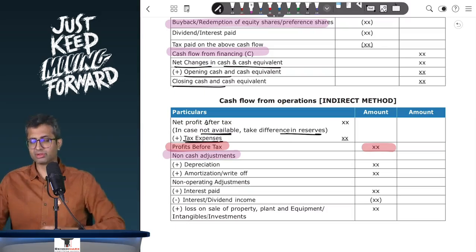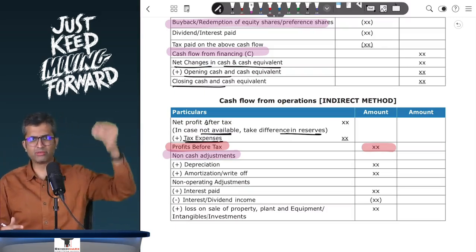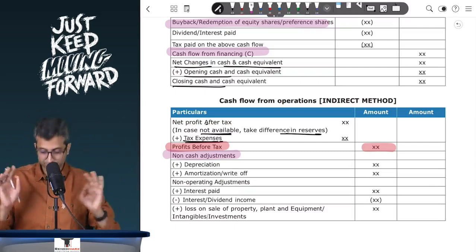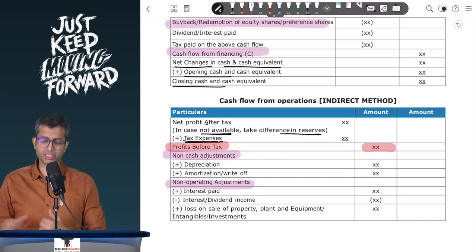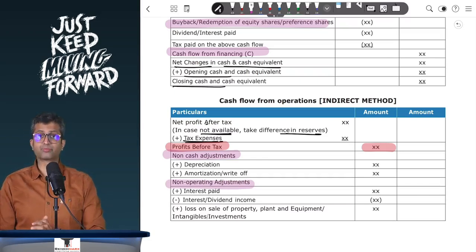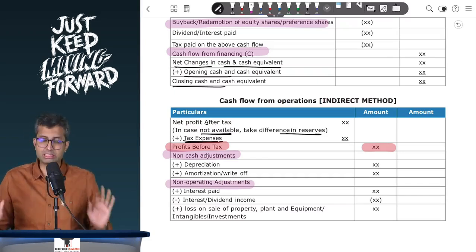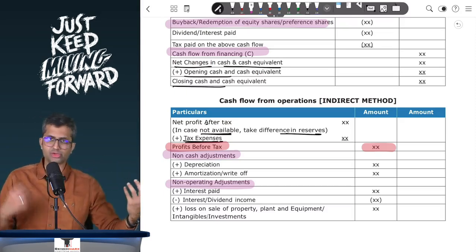Further, this interest income, whatever is received, will go in investing. Interest paid, whatever is paid, will go in financing. Now this is the second adjustment, non-operating adjustment, like interest paid, dividend income, loss on property, etc. Now ideally one can say that we have cleansed the P&L account for items which are either non-cash or non-operating.